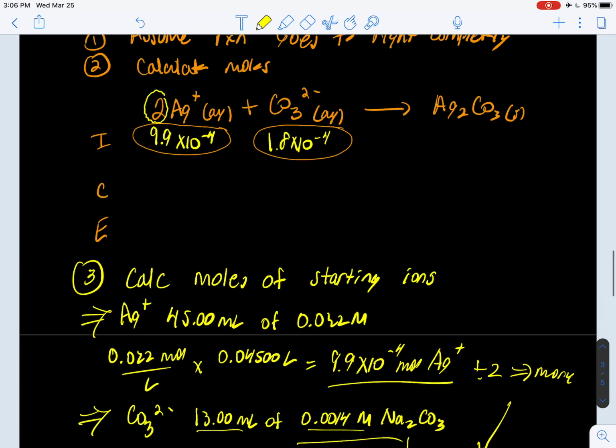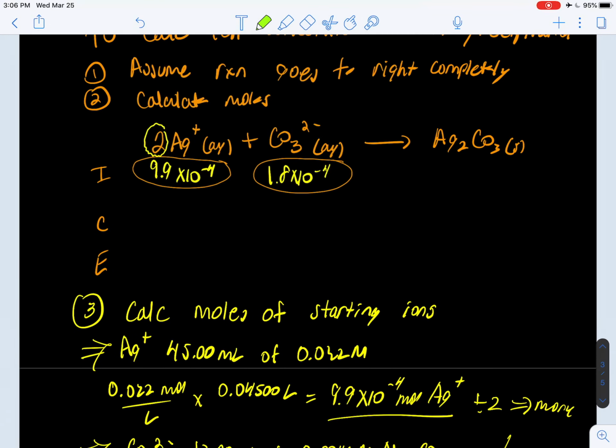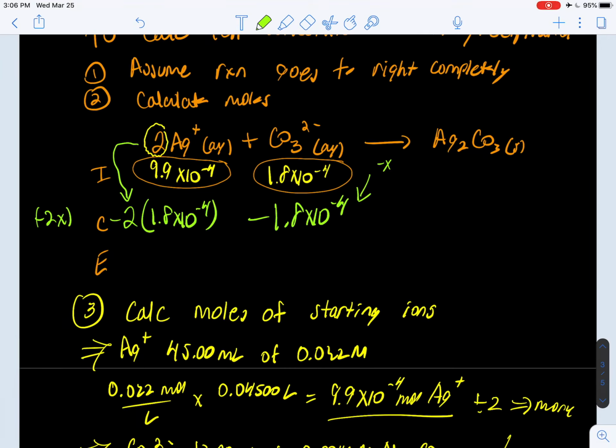So we come up here, switch over to green, and this is all going to go away completely. And over here, remember, because of that 2, we're going to lose 2x, right? Minus 2x. And this is minus x. So we're going to have 2 times that amount. Okay. And over here, we're going to have plus x, right? We don't care really because it's a solid. Okay. And we go ahead and add the columns, remember? So this comes out to be 0.